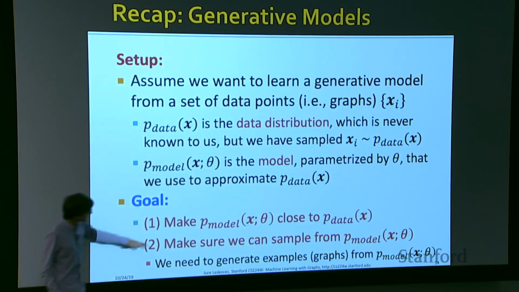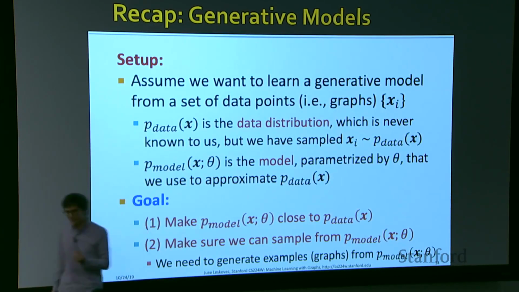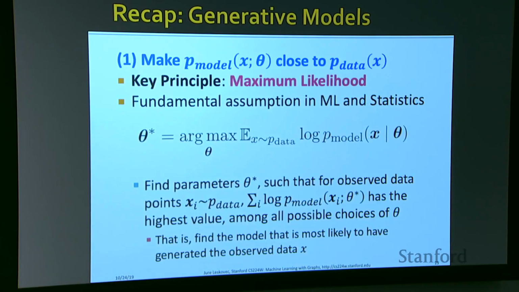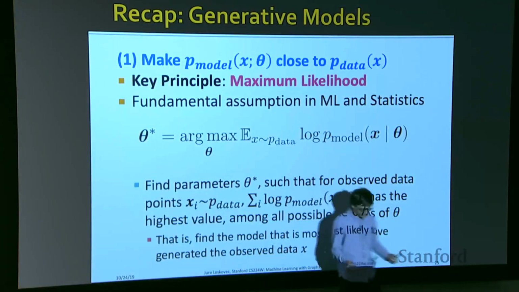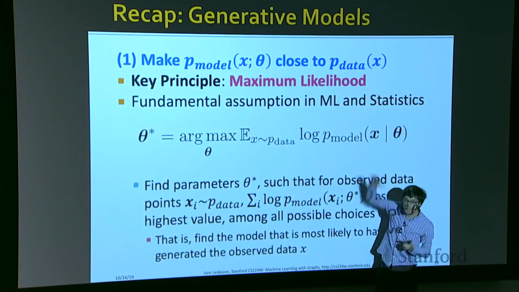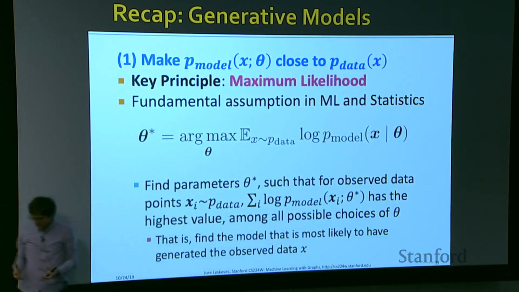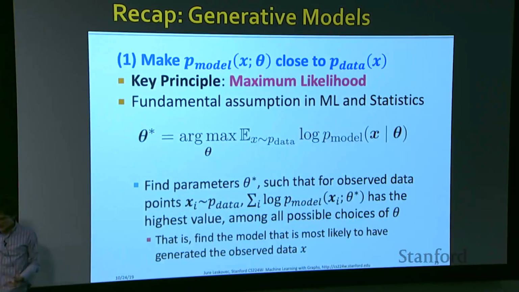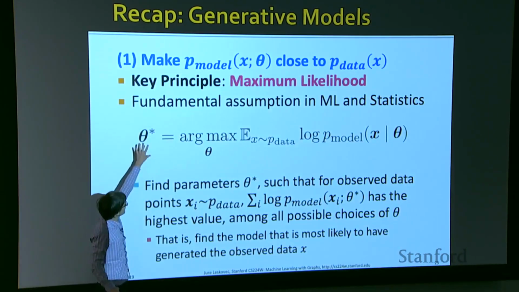So now let's formalize what it means to make P model close to P data. Like we talked about, now you will be surprised, we arrived at the same concept we already talked about. The key principle is maximum likelihood, right? It's saying, let's build a model that maximizes the likelihood of my data. So what is this trying to say?